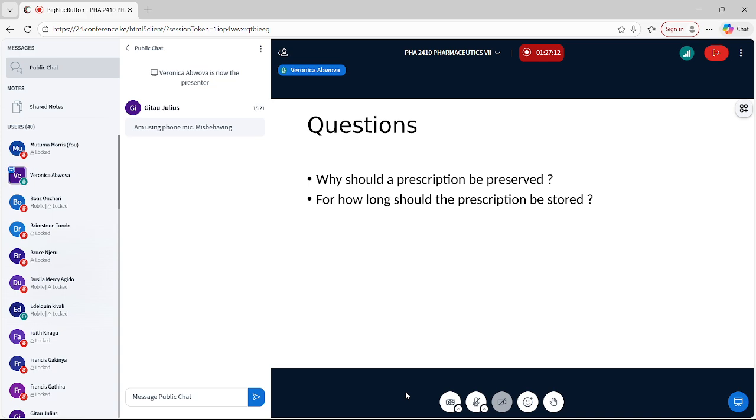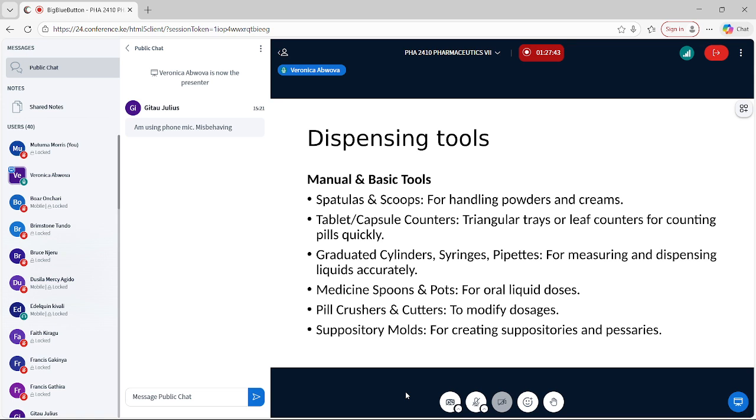Okay. And then I want you to go and look at why a prescription is usually preserved. It is a legal requirement that you preserve a copy of the prescription, okay, if it is prescription only medicine. But if it is narcotic or psychotropics, as we mentioned last week, you preserve the original prescription, okay. For how long should the prescription be stored? Okay. Again, I want you to find out, according to the Kenyan system, how long do they store the prescription and why do they store the prescription?